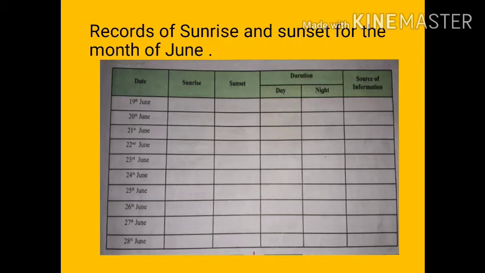So students, in the given table, we are going to note down the timing of the rising and setting of the sun. The timing of rising and setting of the sun is also given in the newspapers. We are going to do this activity till the month of September. In September, we will be learning second part of this lesson.